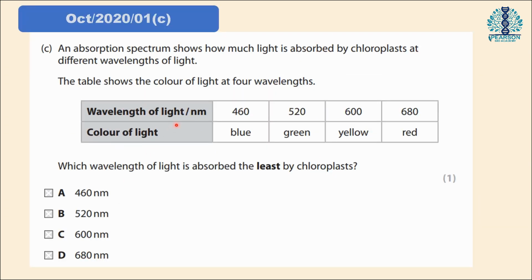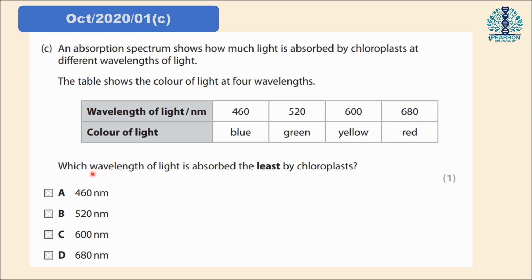The next question is a straightforward one from the October 2020 paper. The statement says an absorption spectrum shows how much light is absorbed by chloroplasts at different wavelengths of light. The table shows the color of light at 4 wavelengths. 460 nanometer is blue, 520 nanometer is green, 600 nanometer is yellow, and finally 680 nanometer is red.